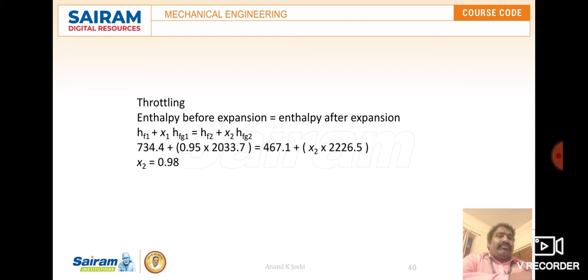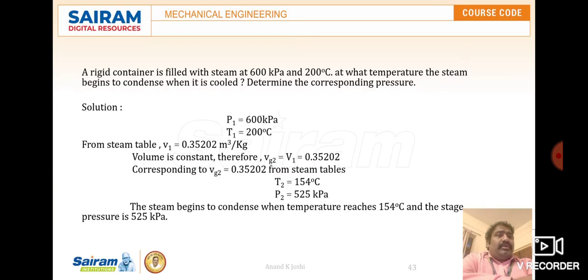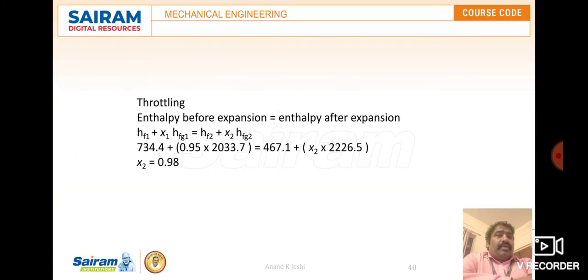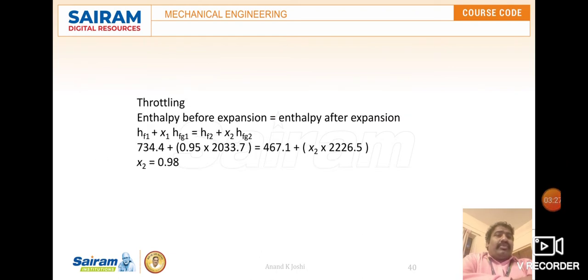Substituting these values, that is hf1 as 734.4, and x1 we already know from the given problem is 0.95, and hfg1 corresponding to 8.5 bar is 2037.7 kilojoules per kg, equals 467.1, that is hf2, and x2 we don't know, that we have to find out, and hfg2 is 2226.5 kilojoules per kg. After substitution and calculating, how much does it become? It becomes 0.98. What is that value? That is the dryness fraction of the steam after the throttling.